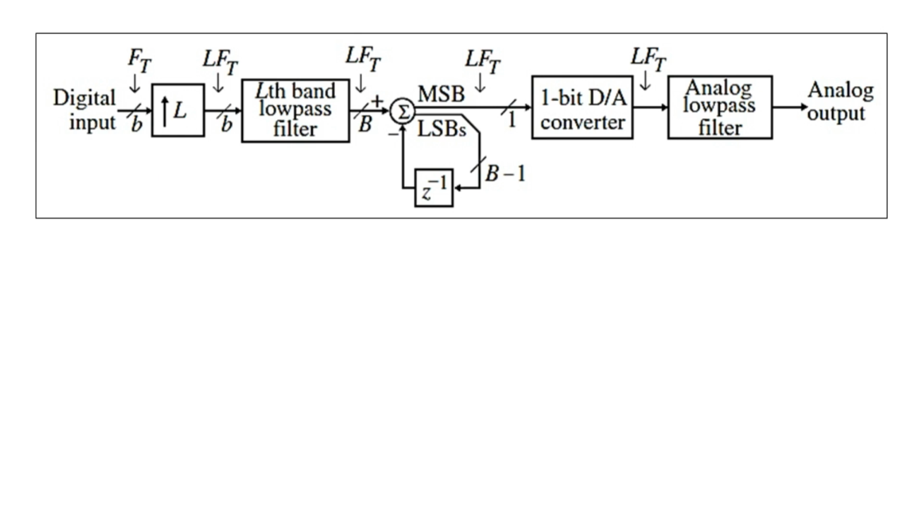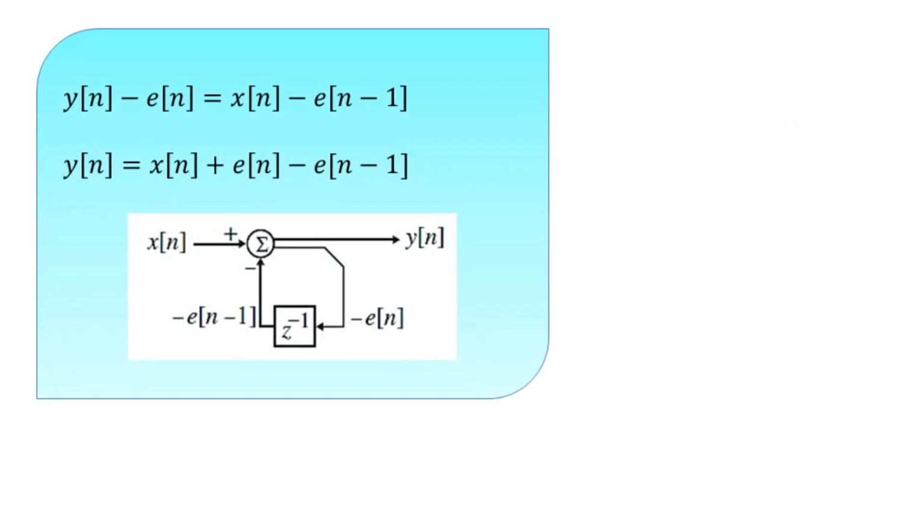More information: we can show that it also shapes the quantization noise spectrum by moving the noise power out of the signal band of interest. For verification of this result, let us consider the sigma delta quantizer that we have in separate view here. From this illustration we see the input output relation of the quantizer given as y of n minus e of n is equal to x of n minus e of n minus 1.